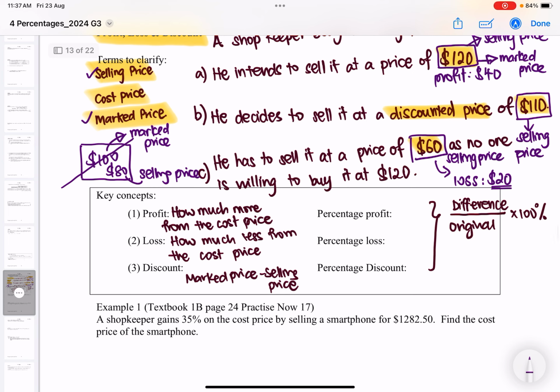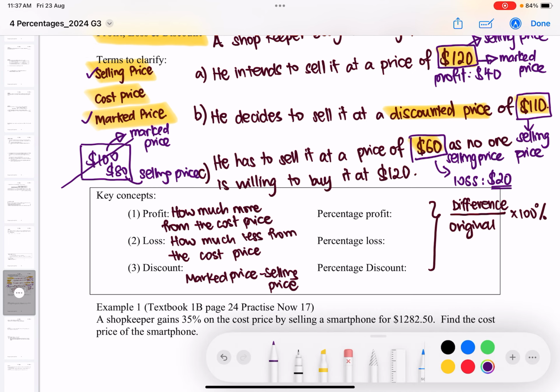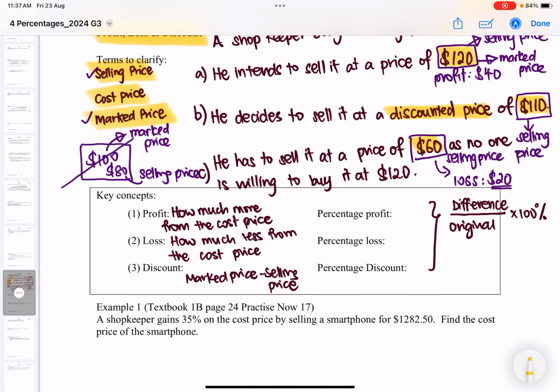Okay, so for key concepts, you must know what are profit, loss, and discount. Okay, so I've given it in words so that it's easier to understand what it is. So profit is basically how much more the shopkeeper is getting based on his cost price. So it's from the perspective of the shopkeeper. Loss is how much less he is getting from the cost price. Again, from his perspective, how much money is he losing?